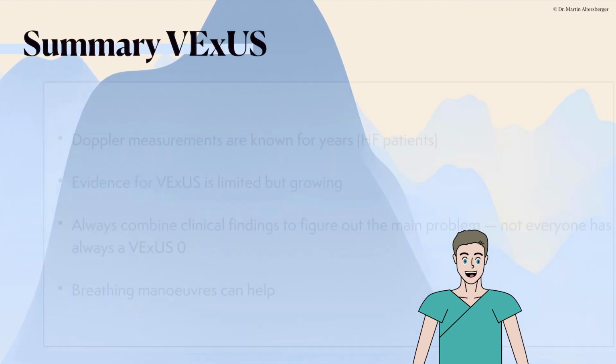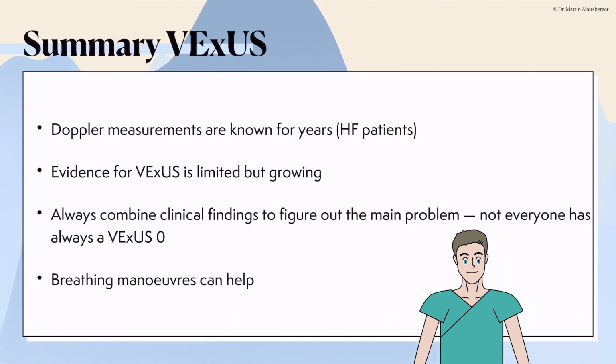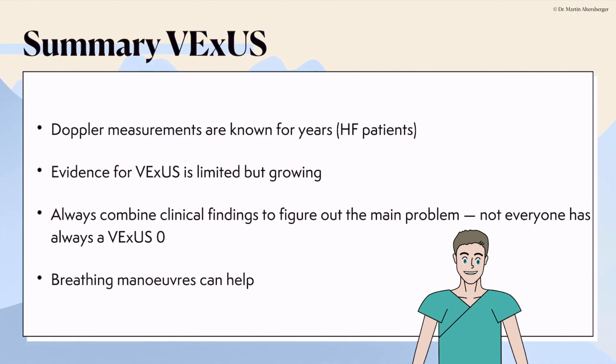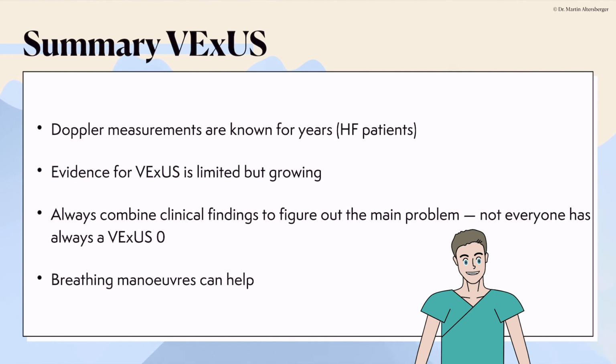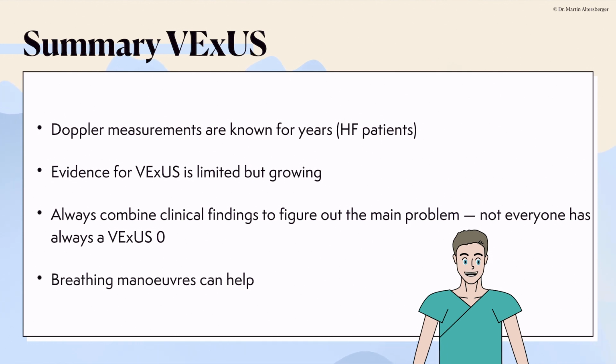The evidence for VExUS is still limited but growing, and we combine the clinical findings and the VExUS and the other scans with ultrasound to figure out what actually the problem is. And keep in mind, not every patient has to have a VExUS grade 0. So sometimes a heart failure patient, for example, can be a little bit congested, but not have severe problems because of the mild congestion.